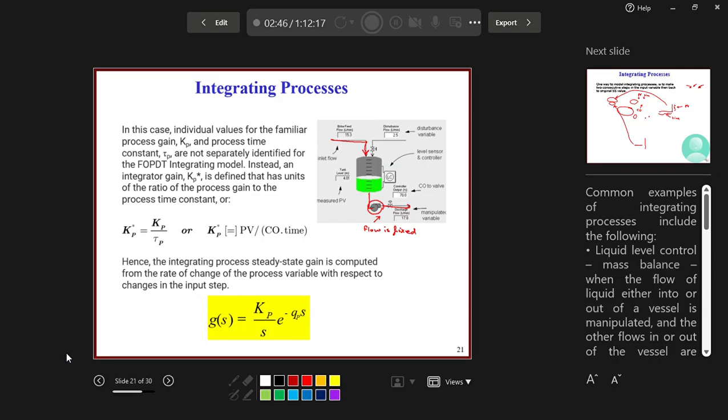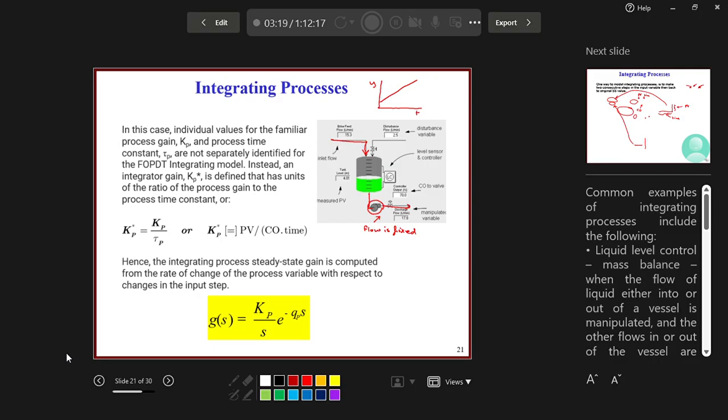So that means if we draw the output y, which is the level here, with time, it will be going either up or down depending on the way we manipulate these streams. And in that case also, there will be no steady state. So the system will keep going up or down. And we cannot apply the technique that we have used previously for modeling in this case.